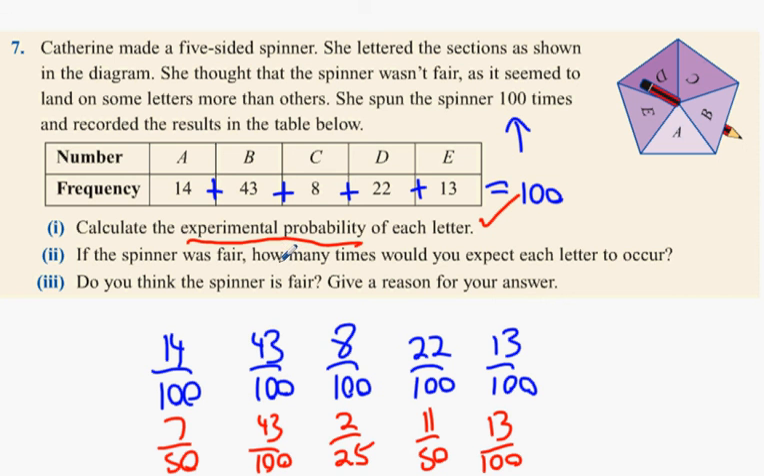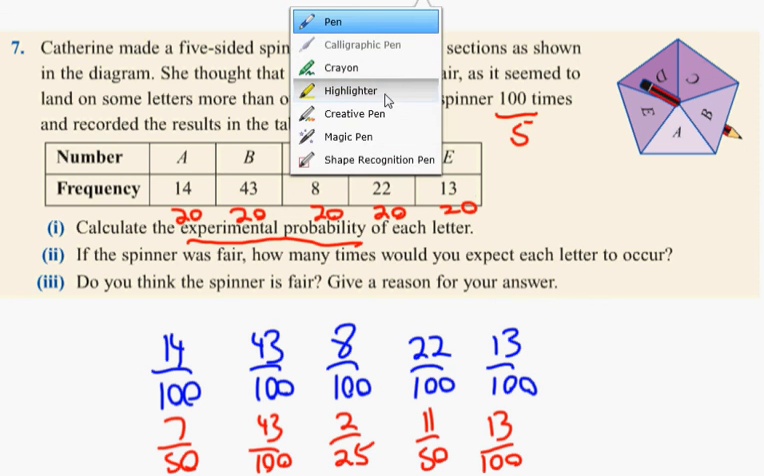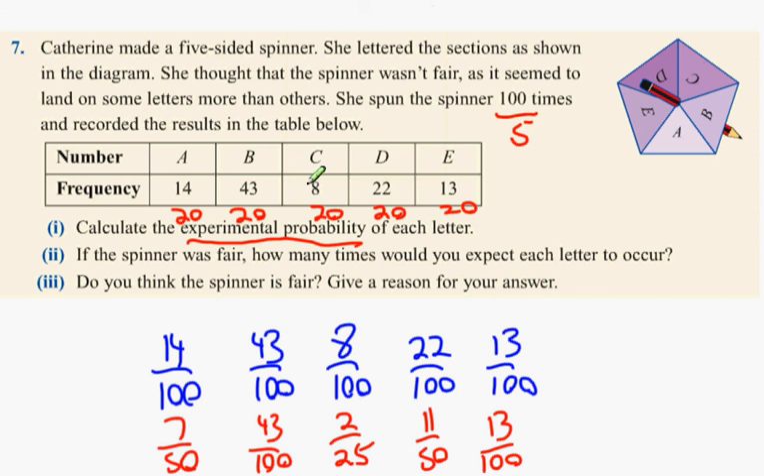If the spinner was fair, how many times would you expect each letter to occur? If the spinner was fair, lads, how many times did we spin it? How many different outcomes do we have? How many times should each one come up? They should come out 20 each time. Now, do you think the spinner is fair? There's one result that's really, really out of the ordinary. 8 and a bigger one than that, 43. The 8 and the 43 suggest that the spinner is biased because 43 is over twice the amount it should be. And it was spun 100 times, so it's too far out.